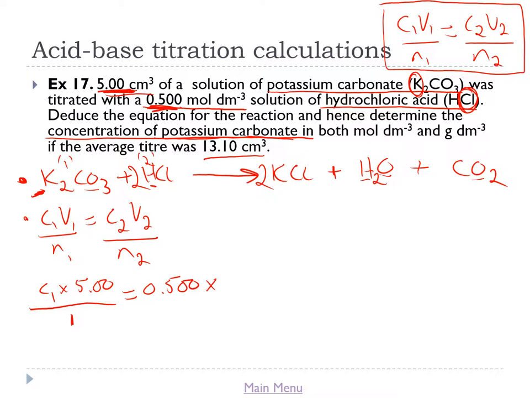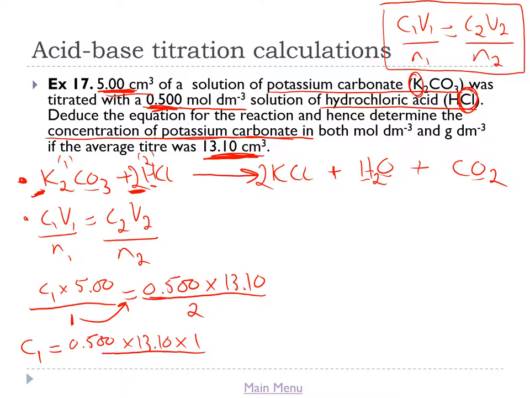Times the volume. The volume is the titer, which is here, 13.10. So times 13.10. Divide that by the number of hydrochloric acids in the equation, which is 2. So divide that by 2. Then if we rearrange that, we get C1 equals 0.500 times 13.10 times by 1, because the 1 comes up.